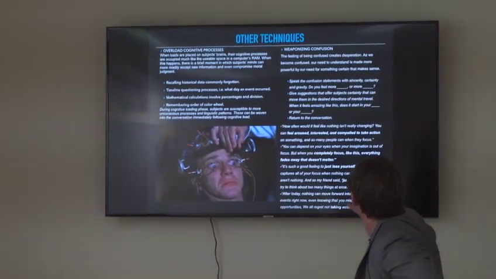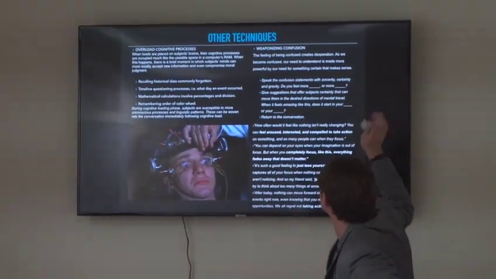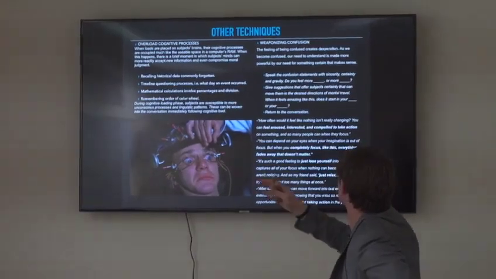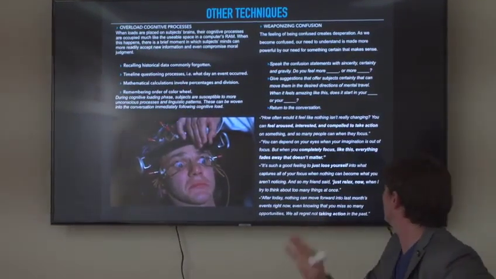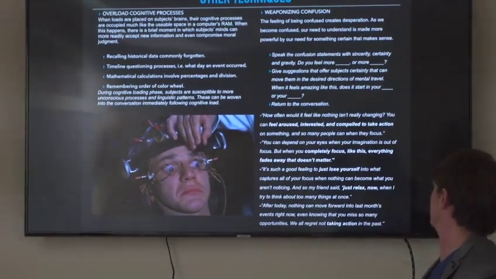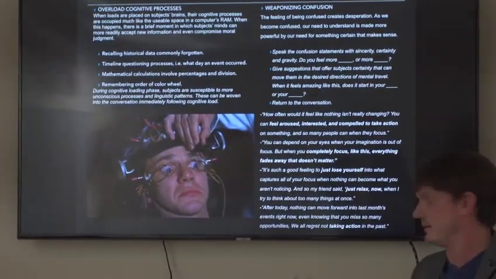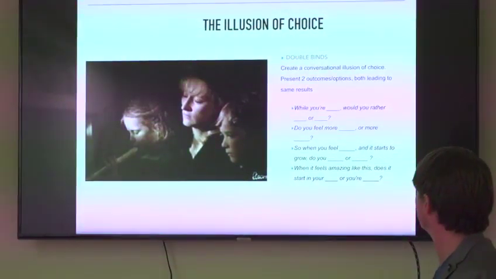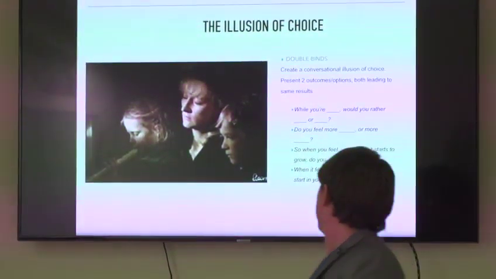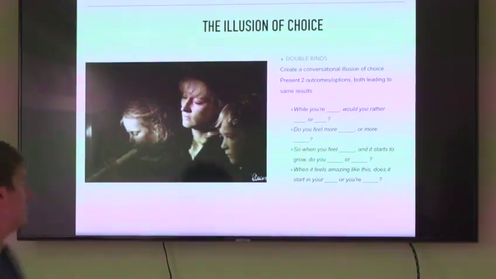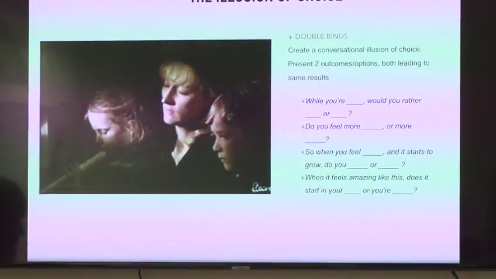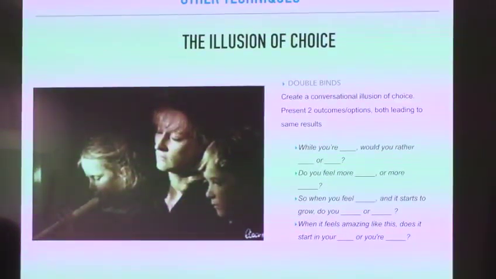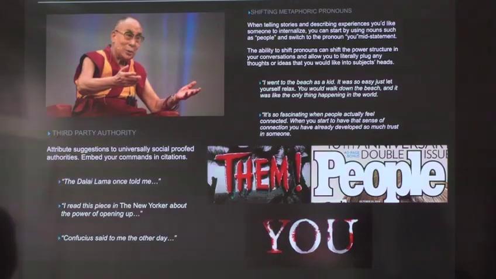Such a good feeling to just lose yourself in what captures all of your focus, when nothing can become what you aren't noticing. So my friend said, just relax. Now, when I try to think about too many things at once. So you're bookending, and you guys get it. The illusion of choice. Well, this is kind of one of the tactics. So while you're committing voter fraud, do you do it through ballot harvesting, or do you actually rig the machines?